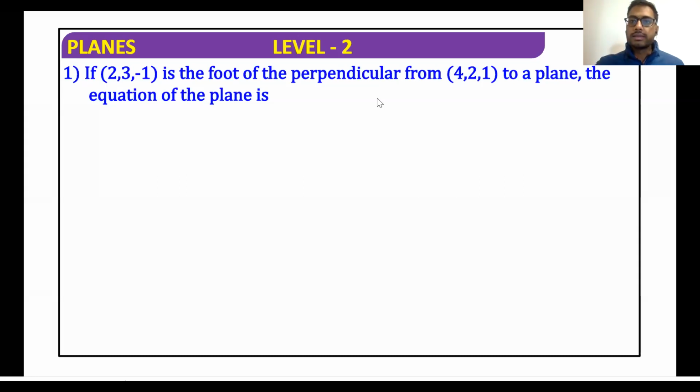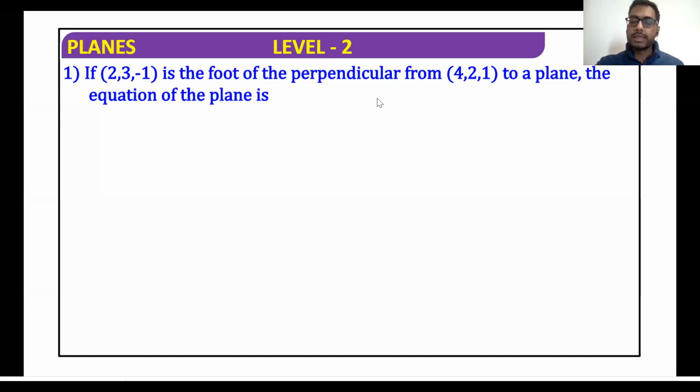In here currently, there is a perpendicular which is drawn to the plane. The point from which the perpendicular is drawn is (4, 2, 1). So your x1, y1, z1 coordinates are 4, 2 and 1. And the foot of perpendicular is meeting at (2, 3, -1). So your a, b, c values are 2, 3 and -1.